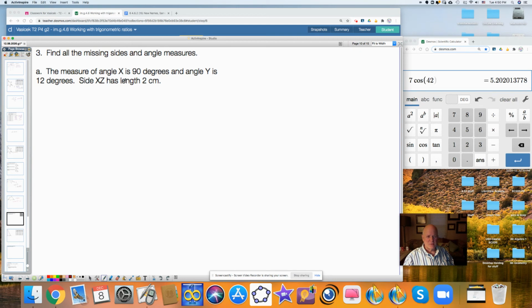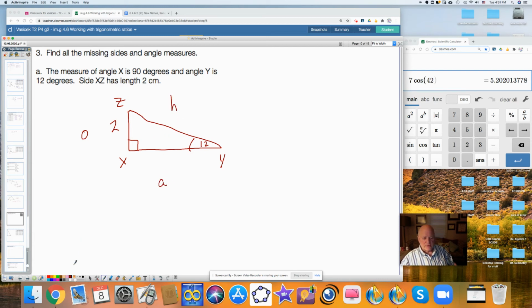Here I think we're supposed to find all the missing sides. Oh dear. So we have a triangle. We have x is 90 degrees. We have y is 12 degrees. And we have side xz, which would be this one, has a length of 2. From this angle, this would be the opposite, this would be the adjacent, this would be the hypotenuse. I can find the third angle by subtracting 12 from 90, because if I subtract 90 from 180, I get 90. These two angles have to be complementary. So 90 minus 12 would be not 88, but 78.